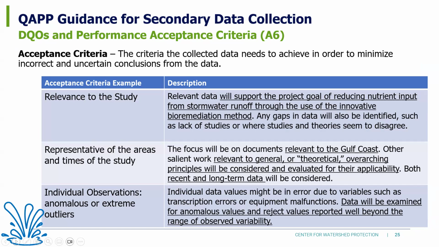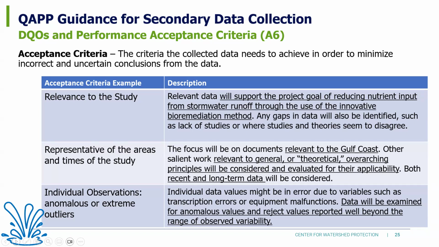All right, here we're going to be discussing an example of acceptance criteria for the literature review associated with our innovative stormwater bioremediation project example. There are 3 acceptance criteria that they used. The first is relevance to the study. This is what makes the data relevant to their project and purposes, which is whether the data collected supports their project goal of reducing nutrient input from stormwater based on the innovative methodology used. That was what they outlined as their description for that acceptance criteria.